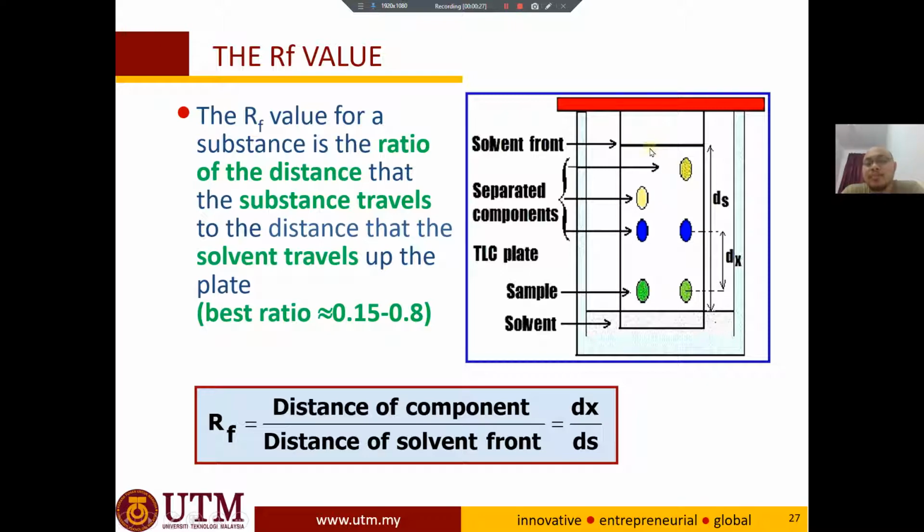Okay. For example, you would like to measure the RF value of this blue. So you measure the distance from the spotted here to here, and then you divide it by the distance of the solvent from here to here. See, if you look over here, dx is the distance of the components, 2 cm, for example. The solvent front maybe moved from here to here, about 4 cm. So 2 over 4 is 0.5. Our retardation factor is 0.5.